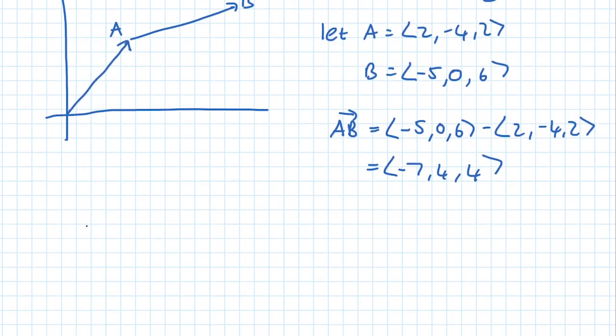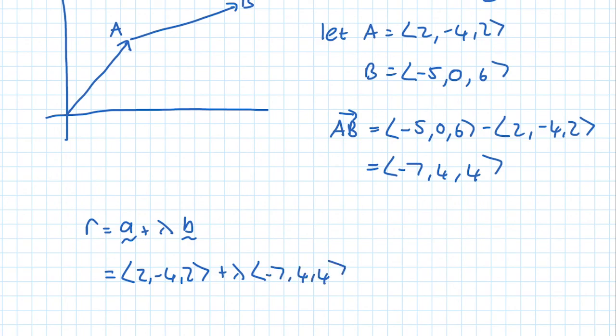What we should also know by now is that the position vector of any point on the line is going to be a plus lambda b, where a is a point on the line. And again, I'm just going to choose point A to be on the line. So in this case, the point A is (2, -4, 2), plus lambda b, where b is the direction of the line. So it's (-7, 4, 4).